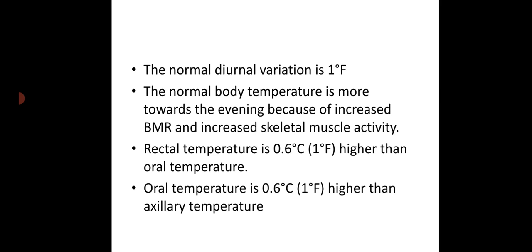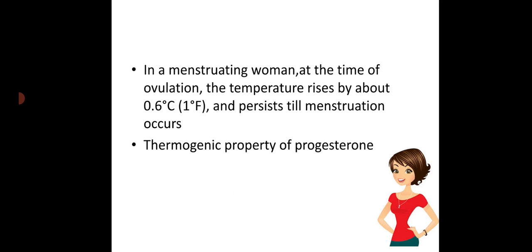The normal diurnal variation is 1 degree Fahrenheit. The normal body temperature is higher towards the evening because of increased basal metabolic rate and increased skeletal muscle activity. Rectal temperature is 0.6 degrees Celsius or 1 degree Fahrenheit higher than the oral temperature. Oral temperature is 0.6 degrees Celsius or 1 degree Fahrenheit higher than the axillary temperature.